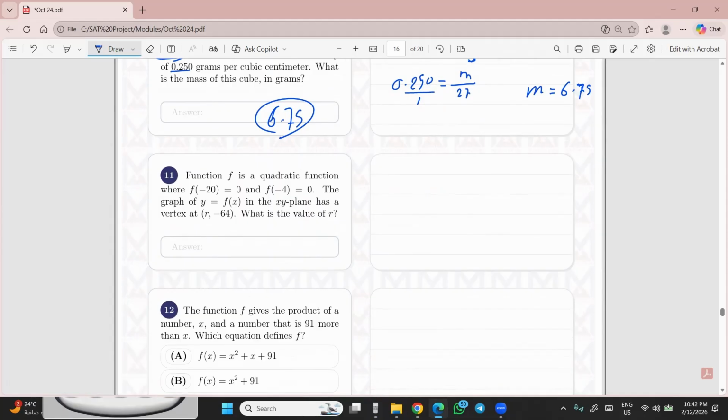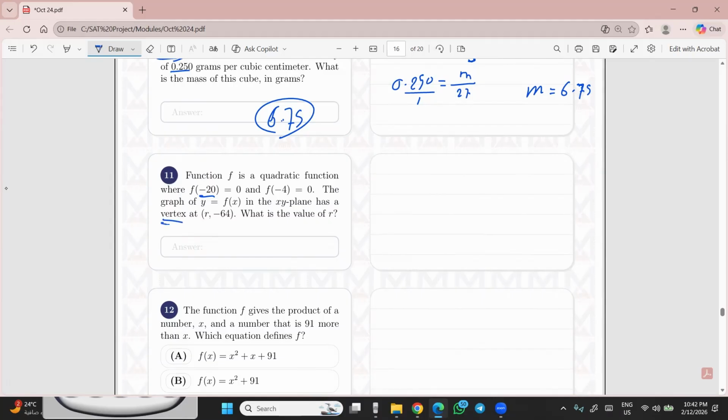Question number 11. The function f is a quadratic function where f of negative 20 is equal to 0. F of negative 4 is equal to 0 also. So these are called what? The x-intercepts. The x-intercepts is where y is equal to 0. The result, the outcome, the output is equal to 0. So the input is called the x-intercepts. The graph of y is equal to f of x in the xy plane has a vertex of r and negative 64. What is the value of r?